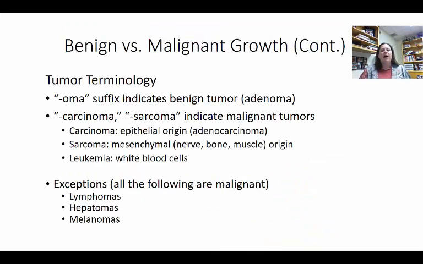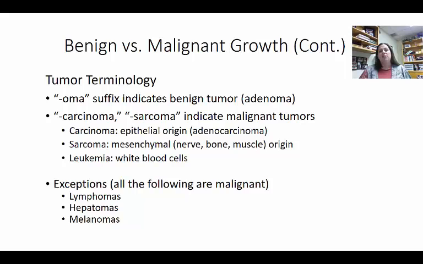All right, so another thing we want to look at here is some terminology. When you have oma at the end as a suffix of a word, this normally is going to indicate a benign tumor. So an adenoma means that it's a benign tumor. If you have carcinoma or sarcoma, it indicates more of a malignant tumor. So when you have carcinoma, it's an epithelial origin. So you have an adenocarcinoma. If it's a sarcoma, it has what we call a mesenchymal type of origin, meaning more nerve, bone, or muscle origin. And then leukemias are going to be like a white blood cell origin.